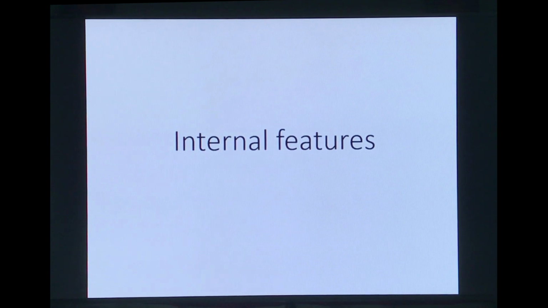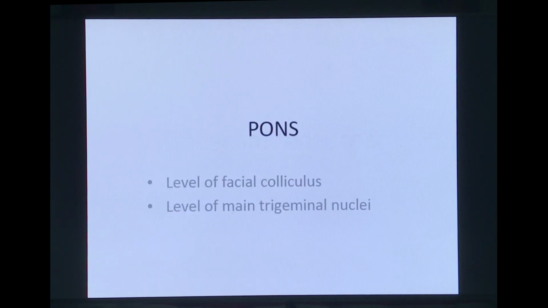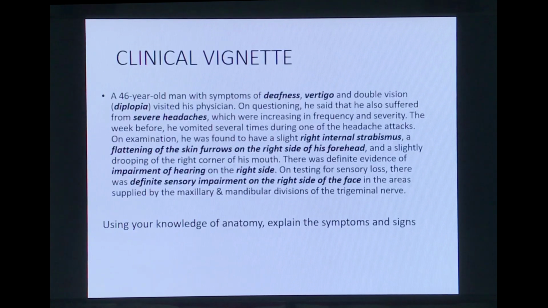Let us move on to the internal features. As I mentioned earlier, we will be learning internal features under 2 sections. The first section is at the level of the caudal part, that is, at the level of the facial colliculus. The other one is at the level of the main trigeminal nuclei, which is at the cranial aspect.